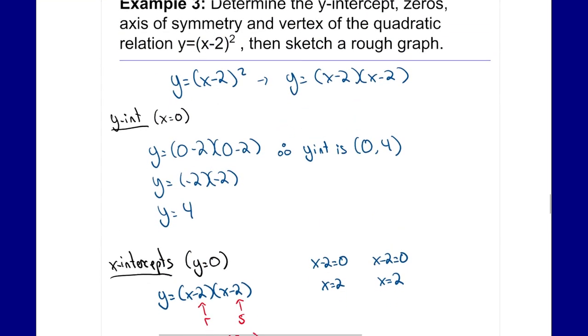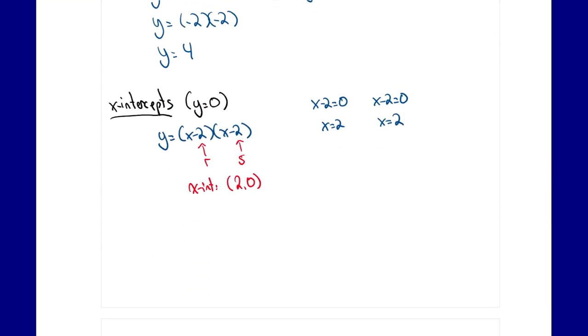After the x-intercept, we want to find the axis of symmetry. The axis of symmetry is the halfway point between these two values. So x is equal to 2 plus 2 divided by 2, or 4 over 2, or 2, which makes sense. If I don't have 2 points that are different, there's not going to be a middle value. So when I have the same point, the middle value is that point.